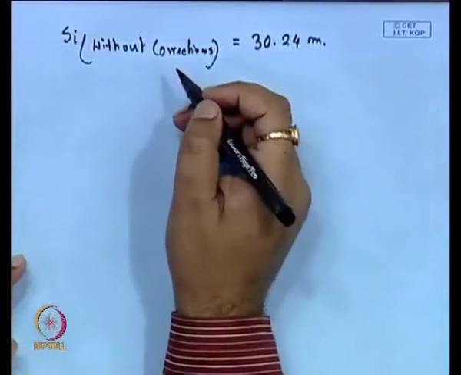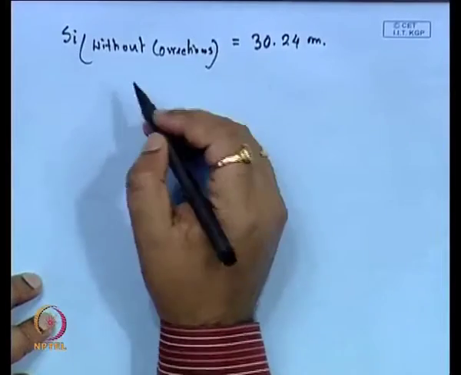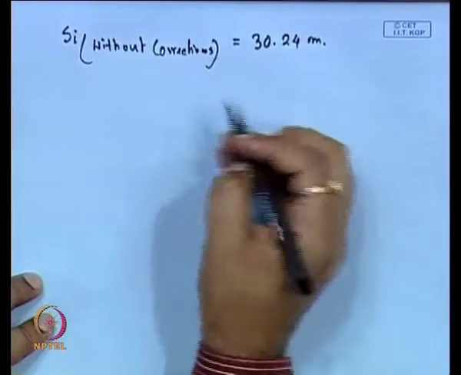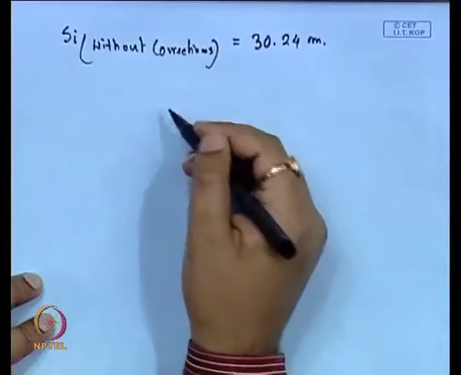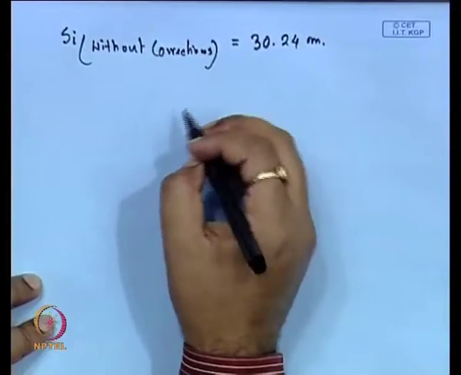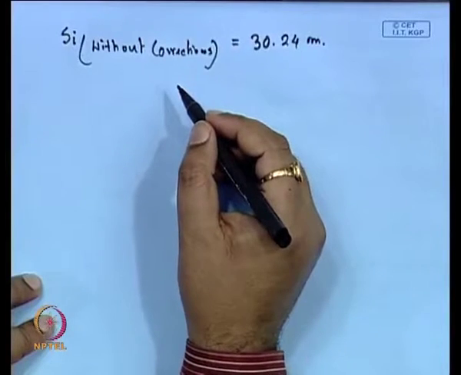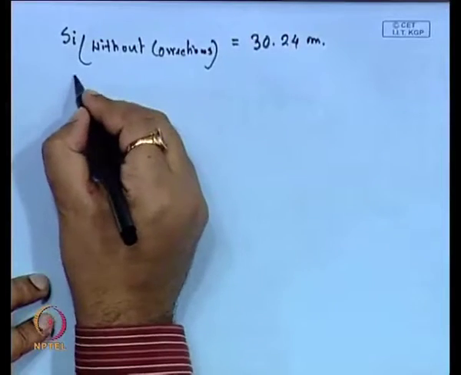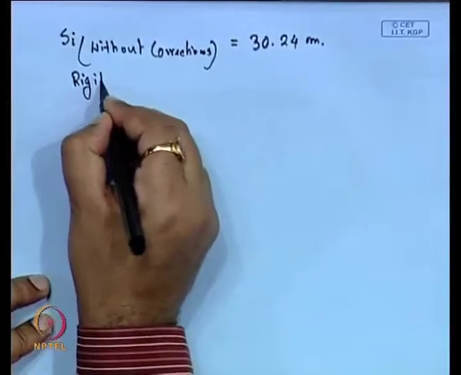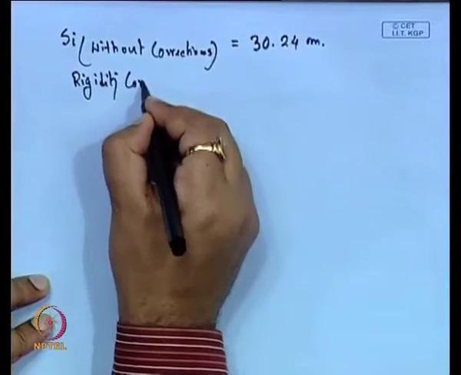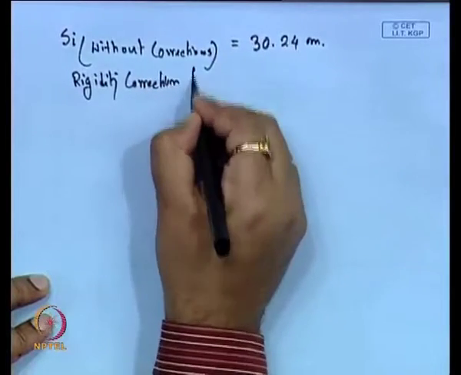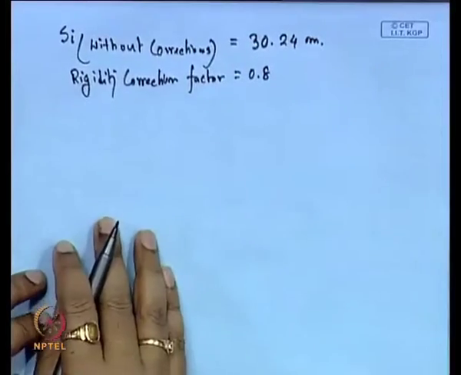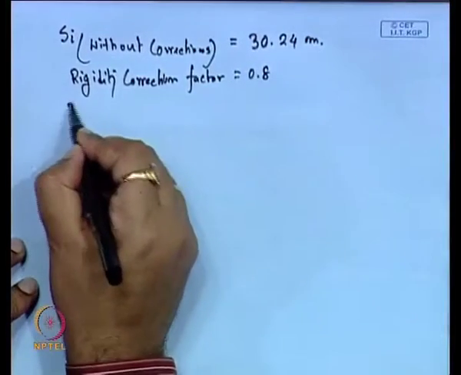Next, we will apply the corrections for the immediate settlement. Here we consider only two corrections: one is the rigidity correction, as it is a mat foundation, that means you have to apply the rigidity correction, and then you have to apply the depth correction. The rigidity correction factor is equal to 0.8. Now, what will be the depth correction factor?